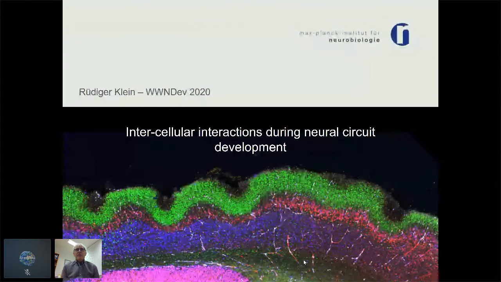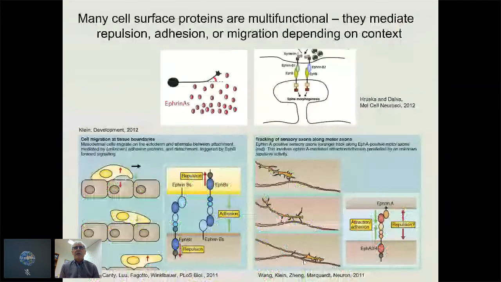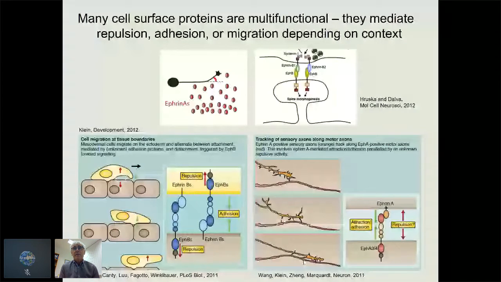Okay, so I'm going to tell you about intercellular interactions during neural circuit development, and I'm going to start with this slide here, and with a statement that is probably the bottom line of much of what I'm going to be talking about: that many of these guidance proteins that are expressed on the cell surface are multifunctional. They mediate repulsion, adhesion, or migration depending on context. I'll give you the example of the ephrin and Eph receptor system, which many of us have been studying for more than 20 years, almost 30 years, I must say.